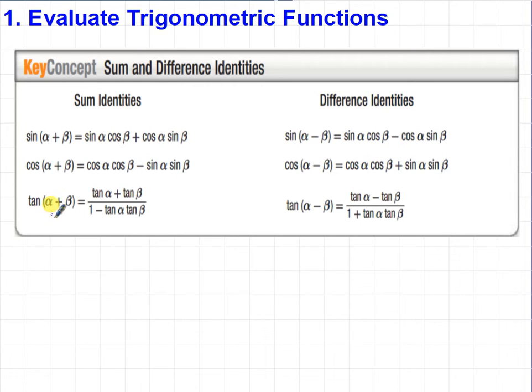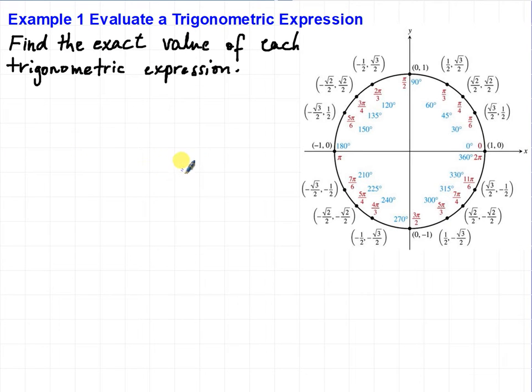Okay. Tan a plus b is tan a plus tan b over 1 minus tan a tan b. Tan a minus b is equal to tan a minus tan b over 1 plus tan a tan b. Okay. You don't have to memorize these identities. They will be given to you during exams or tests. Now let's see what the benefit of these identities is in evaluating some trigonometric expressions.